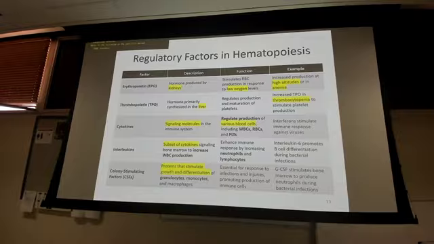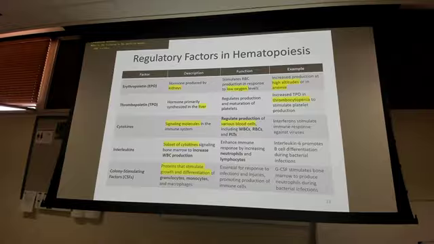There are so many anemia slides, so just know that anemia is not necessarily a diagnosis. Anemia means there's probably something else going on with your patients, and they may require further testing. Okay? All right, so we have thrombopoietin, TPO.